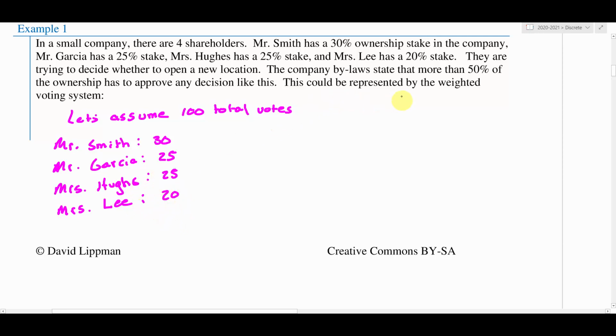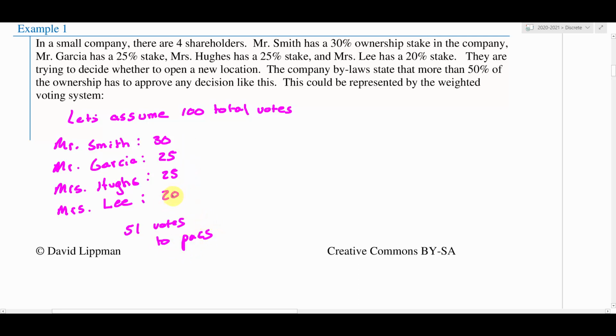All right, and then they tell us that the company bylaws state that more than 50% of the ownership has to approve any decision. So that means that we need at least 51 votes to pass a measure or to make a decision, as they say.